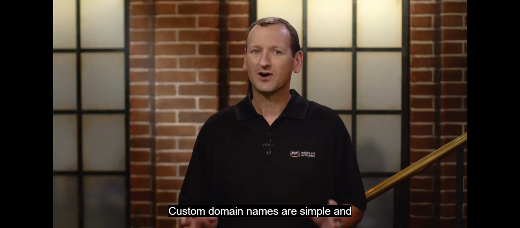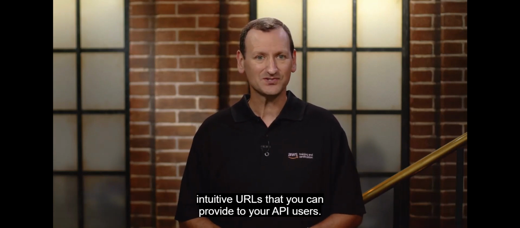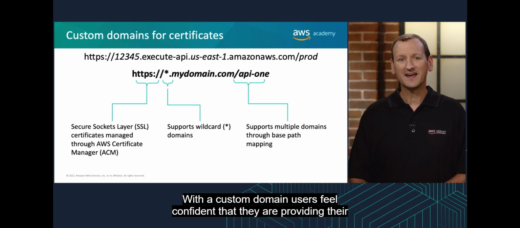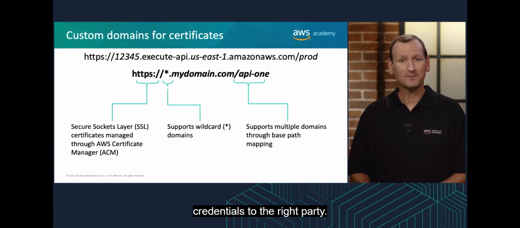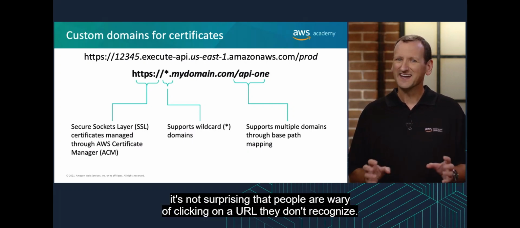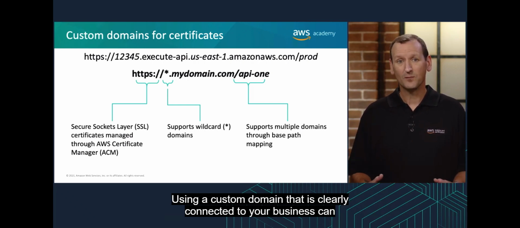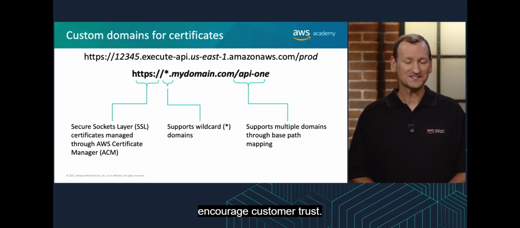Custom domain names are simple and intuitive URLs that you can provide to your API users. With a custom domain, users feel confident that they are providing their credentials to the right party. With so many fraudulent sites on the internet these days, it's not surprising that people are wary of clicking on a URL they don't recognize. Using a custom domain that is clearly connected to your business can encourage customer trust.